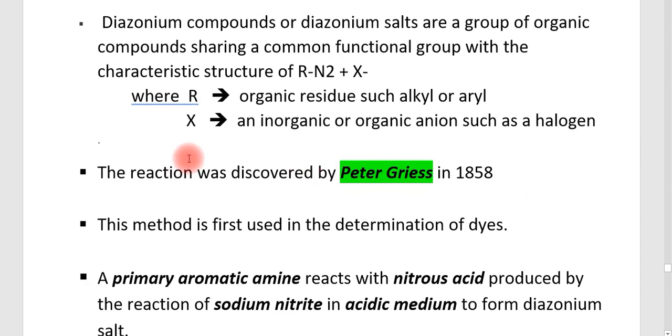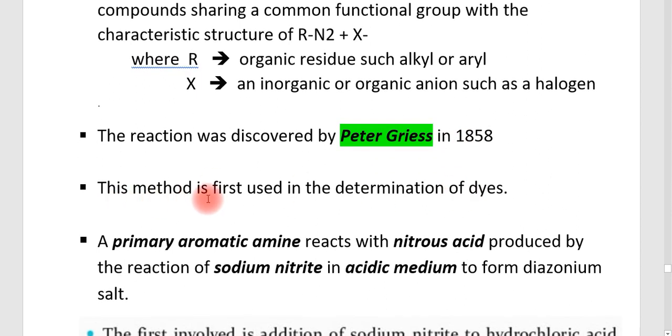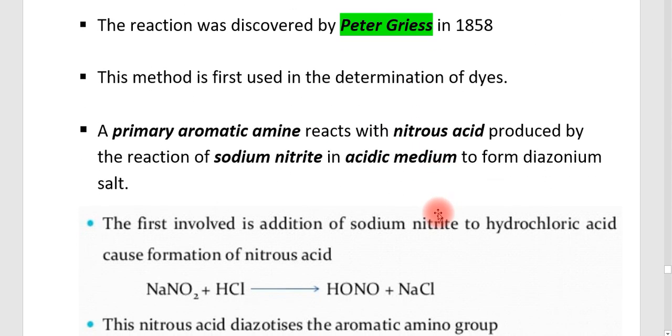And this reaction was first discovered by Peter Griess in 1858. And this method was first used in the determination of dyes. Dyes എന്ന് പറയുന്നത് ഓർഗാനിക് കെമിസ്ട്രിയിൽ ഒരുപാട് അപ്ലിക്കേഷൻസ് ഉള്ള ഒരു കാര്യം തന്നെയാണ്. അതുകൊണ്ട് തന്നെ ഡയസോട്ടൈസേഷൻ എന്ന് പറയുന്ന റിയാക്ഷൻ ഇസ് എ such type of an important reaction.